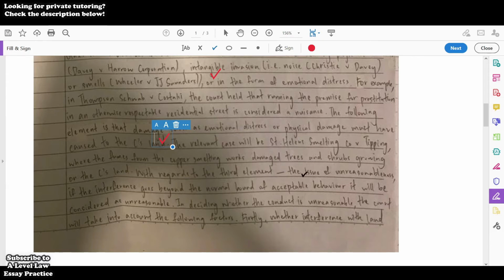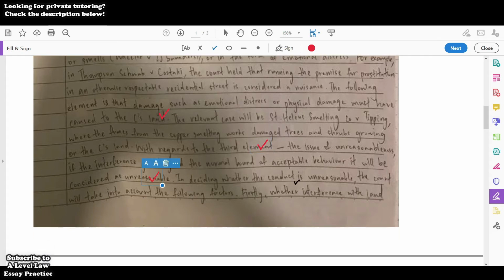The third element is the issue of unreasonableness. If the interference goes beyond the normal bounds of acceptable behavior, it will be considered unreasonable. No issue here. In deciding whether the conduct is reasonable, the court will take into account the following factors.